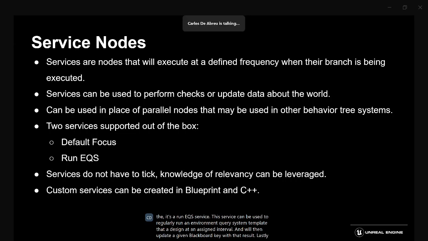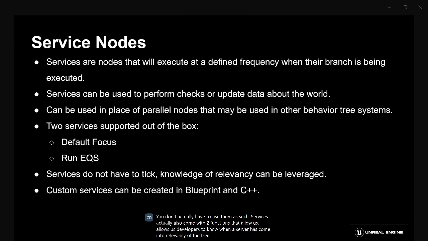Lastly, and it's really important to note this, although services can tick as part of their assigned frequency, you don't actually have to use them as such. Services also come with two functions that allow us developers to know when a service has come into relevancy of the tree or when it has ceased to be relevant. What we mean by those is that whenever our nodes underneath the service are being executed, we will know when that begins. And whenever the branch completes or is aborted, we will also know when that happens, and we can hook onto those functions.